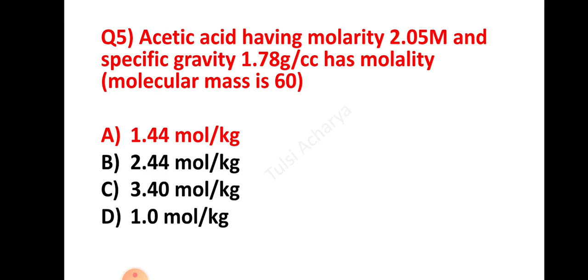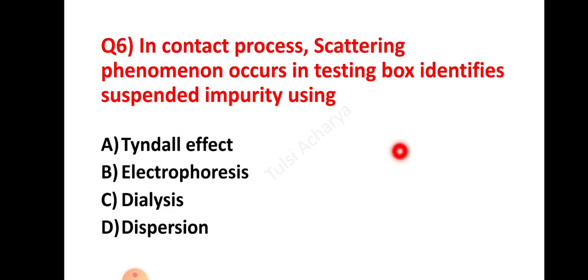Now let's move to question number 6. In contact process, scattering phenomenon occurs in the testing box, which identifies suspended impurities. In contact process, there is one testing box. In the testing box, we pass the materials and we find the suspended impurities. So the testing box tests the suspended impurities. Such process is called Tyndall effect.